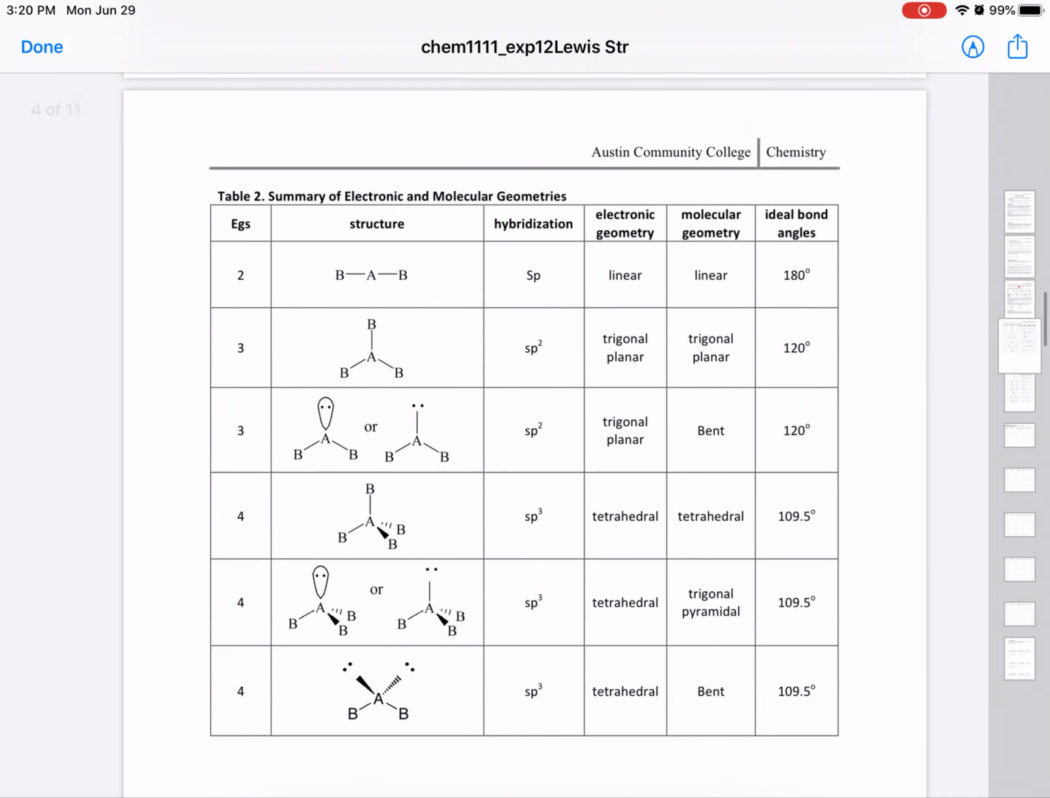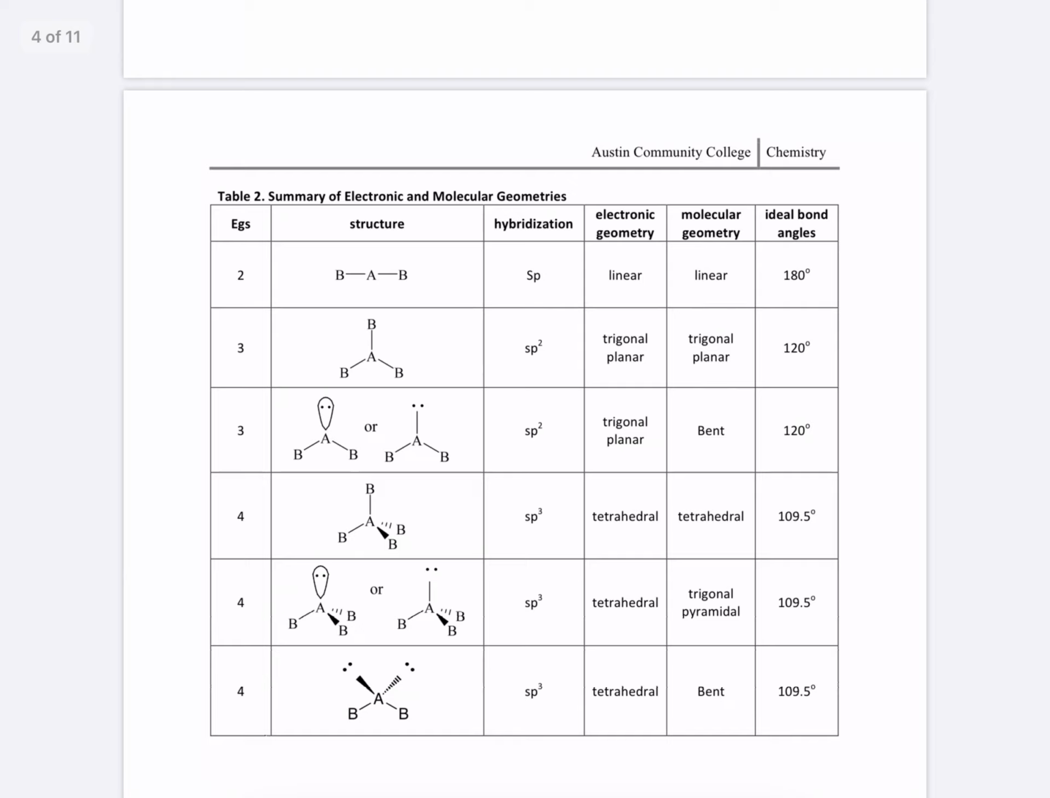Now, if you have two electron groups, the structure is shown here, BAB. Hybridization sp, electronic geometry would be linear. There are no lone pairs. Molecular geometry also would be linear, ideal bond angle 180. If you have three electron groups, you can have three atoms surrounding the central atom A. Hybridization, when you have three groups, sp2, and trigonal planar would be the electronic and the molecular geometry, so the bond angle 120.